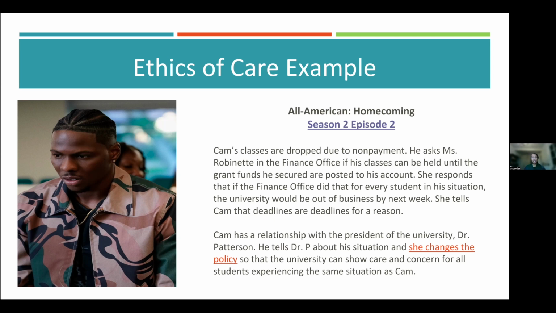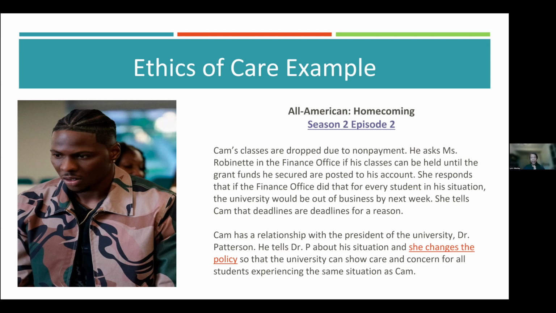Here is Cam in this situation, and he says, you know what, this is not fair because I didn't do anything wrong. The grant is coming. I've secured the award. I'm not sure why it hasn't posted to my account yet, but can you do me a solid here? Can something be done so that my classes aren't dropped?